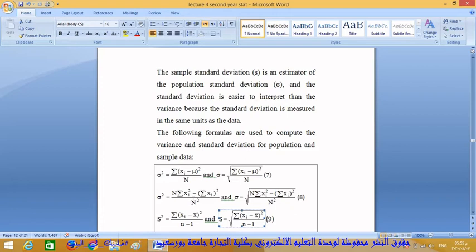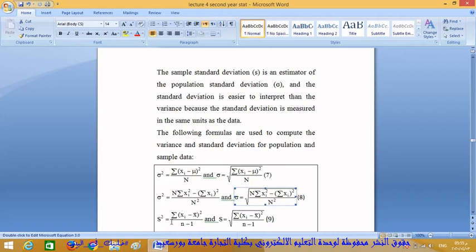The second formula is sigma squared equals n sigma x squared minus sigma x all squared, over n squared. Here you can compute x squared instead of x minus mu squared. Okay, so the second one is so easy compared to the first one. And sigma, the standard deviation, equals the square root of this variance.